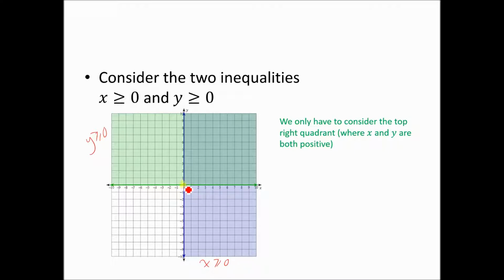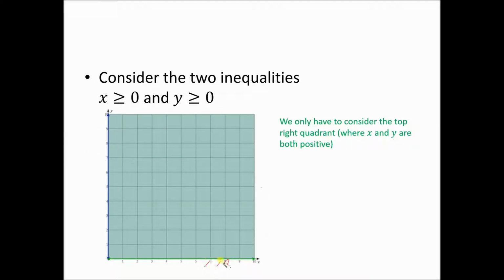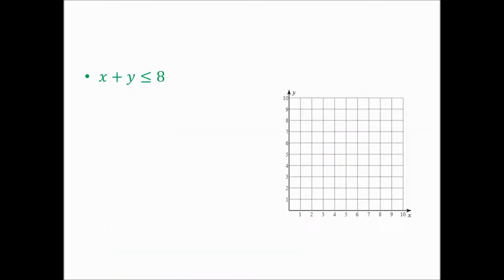The overlap, the part that is both in this blue region and the green region, is that top quadrant there. To help us out, we can get rid of the rest of it and just look at x from 0 upwards and y from 0 upwards. Now that we've narrowed down our region to quadrant 1, we're going to look at x + y ≤ 8, and graph this inequality.